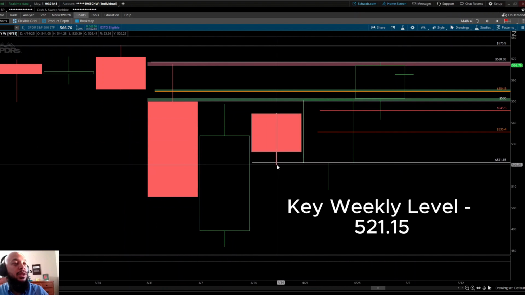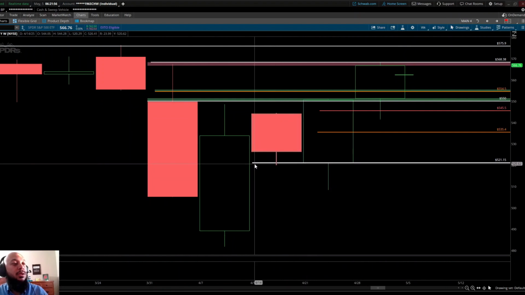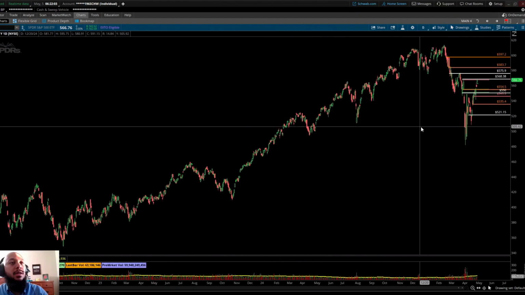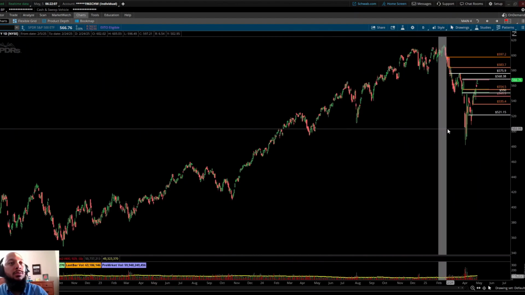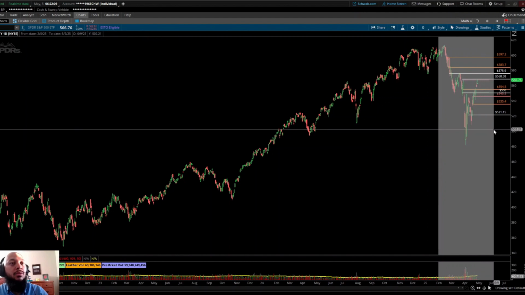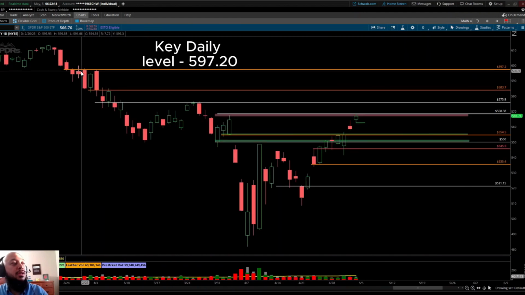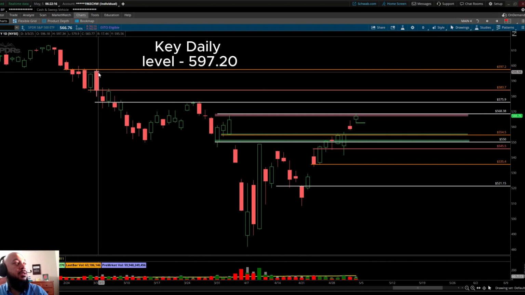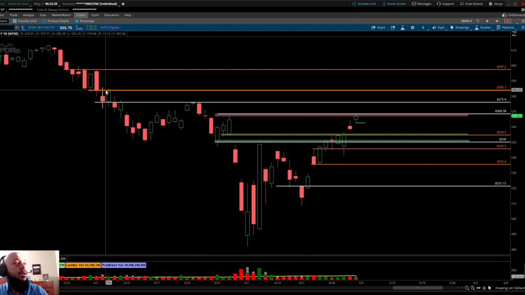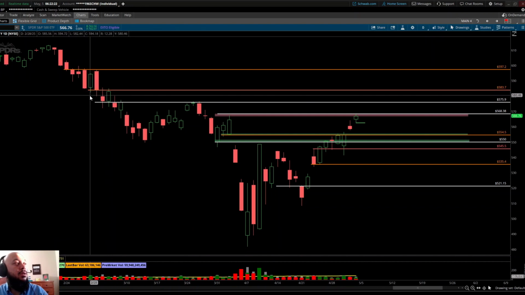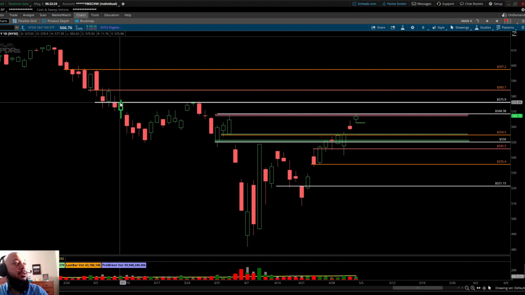Got another weekly level here. Low of this candle, the opening of this candle on the weekly. I like how they touch. Daily are the orange lines. So we'll zoom in on that real quick here before the market starts. 597.20 up here on all these touches. All these touches here on the daily. There's a lot of touches here too, but this is already a weekly level. Gives me confirmation looking at it now.